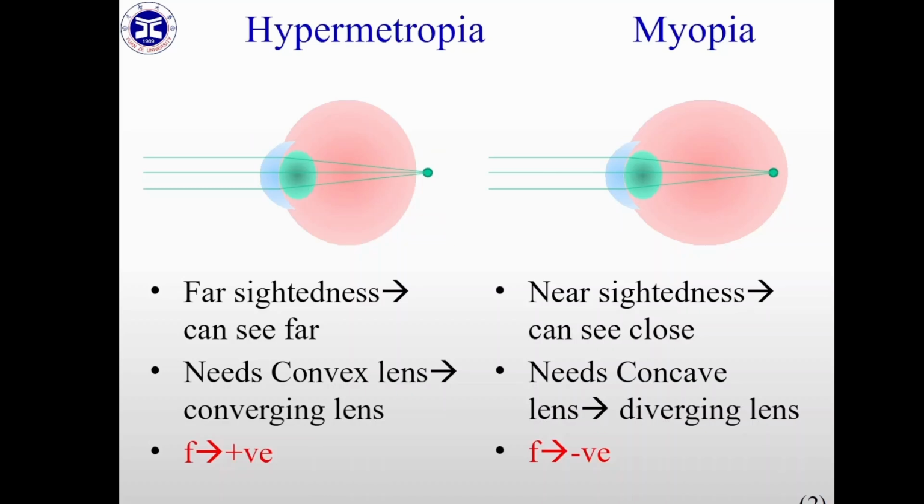In the condition for myopia, which is known as nearsightedness, in which you can see close, what happens is that the image is formed before the retina. In order to correct this, you need a concave lens, which is also called a diverging lens. And important to note that the focal length is negative in this case. Okay, so I cannot see far away things, so therefore I have myopia. So I am using a concave lens in this case.